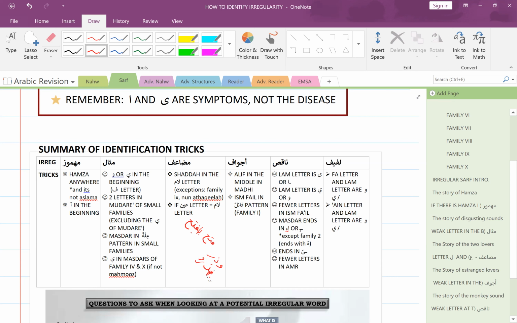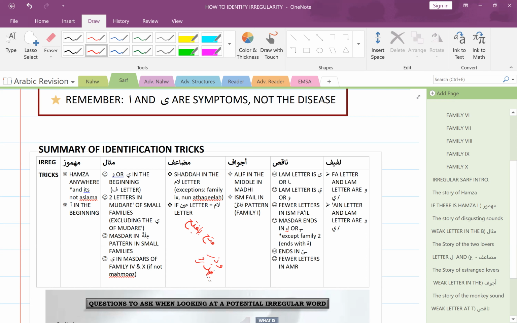And then of course, if you see ya in the masdar of family 4 and family, like for example, I'm trying to think of a mithal in Aslama. Ijasan, for example, awjasa, yujisu, ijasan. So ijasan, it was going to be ew jasan, but then ew is not exactly liked, so you have that. Again, the same thing with family 10. Okay.